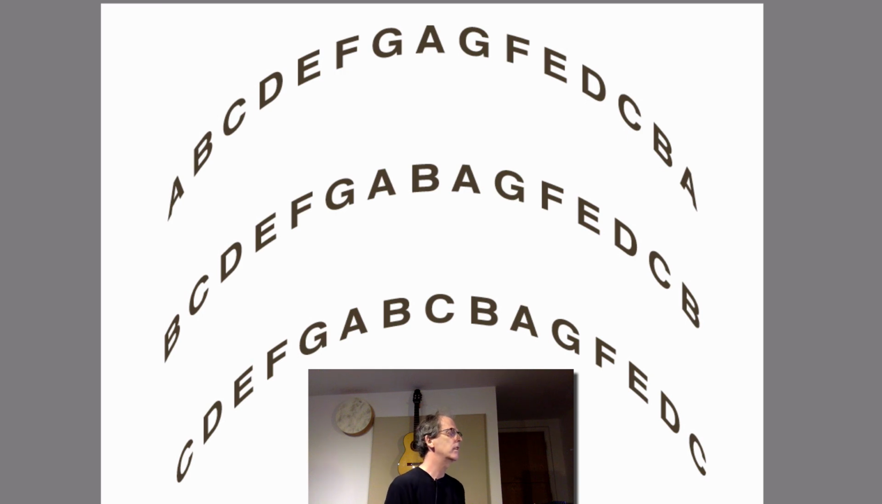You look at the next one, starting on a C, same idea. Going up from C to C is C, D, E, F, G, A, B, C, coming down, C, B, A, G, F, E, D, C. Okay? All right, let's check out the next one.